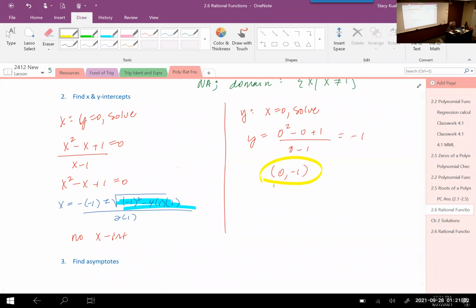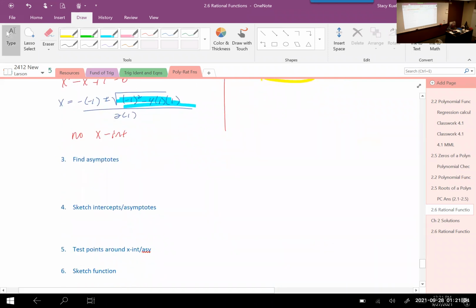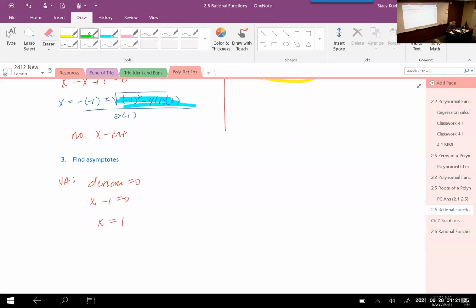Now let's look at the asymptotes. So we have vertical asymptotes. What tells us the vertical asymptote? The denominator equal to 0. So x minus 1 is equal to 0, or we have a vertical asymptote at x is equal to 1.